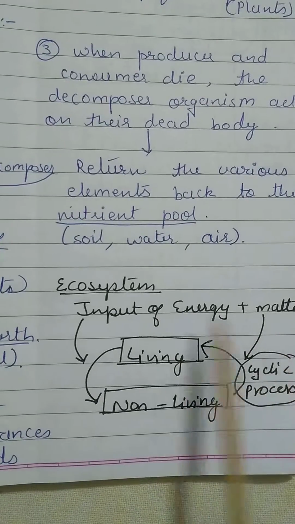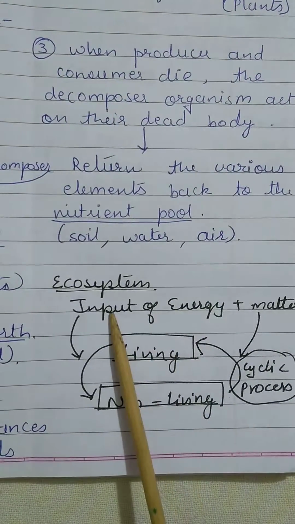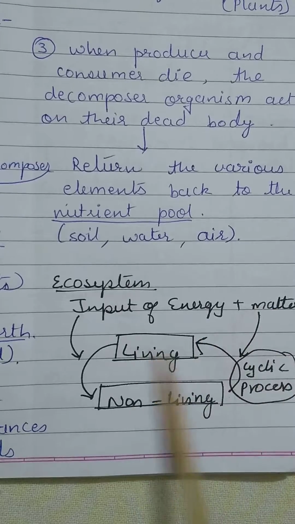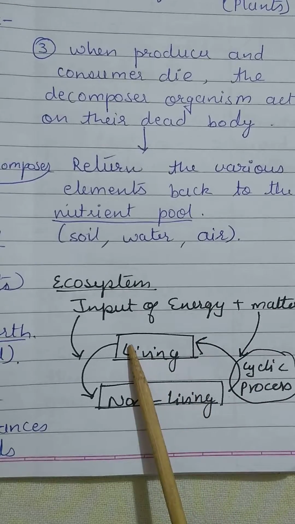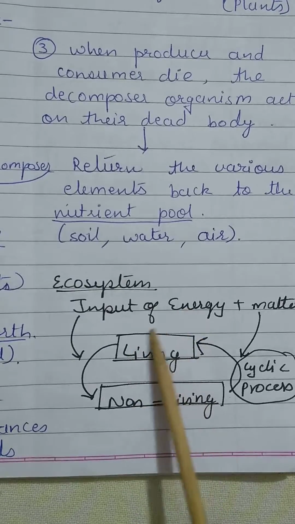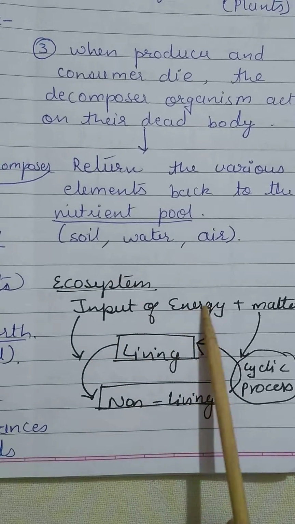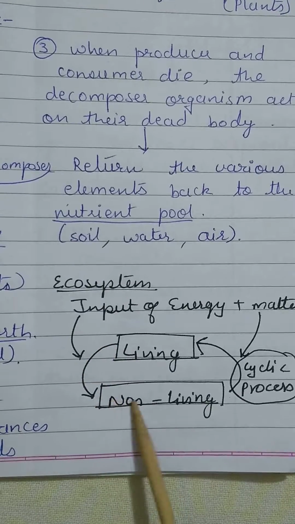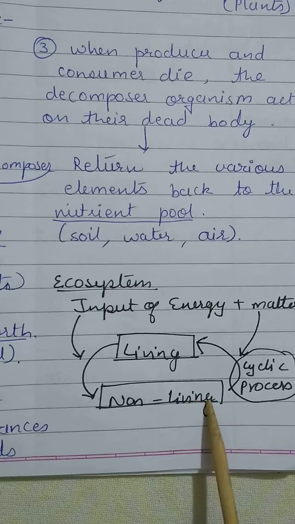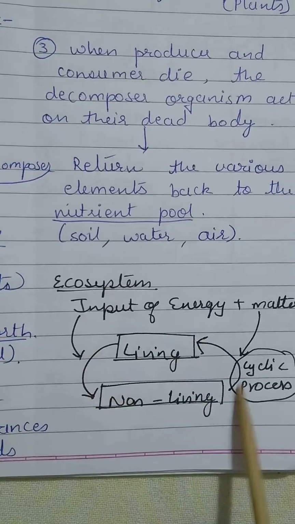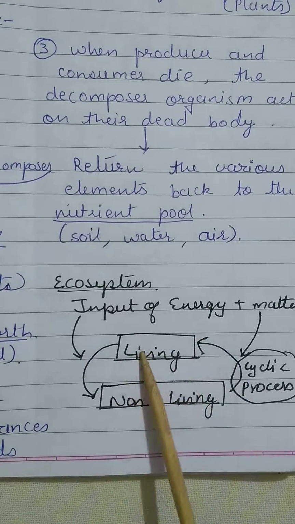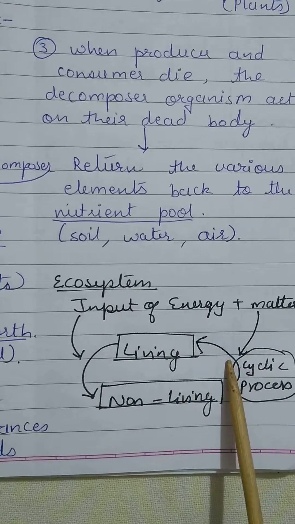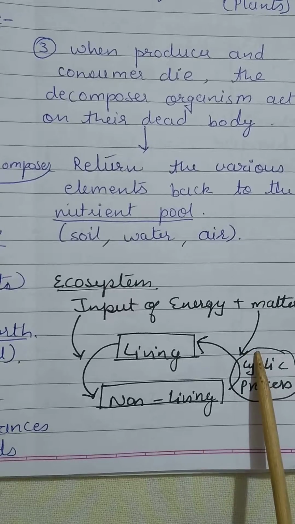So in the ecosystem, what happens is there is input of energy plus matter between the living and the non-living. This is living here, and when it dies it becomes non-living, inorganic substance. The non-living things then go back to the living things. So this is a cyclic process going on, and in this cyclic process there is input of energy and matter from outside. So this is how an ecosystem functions.